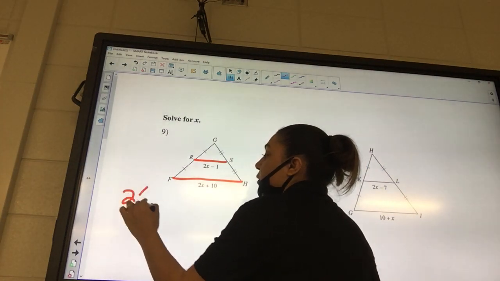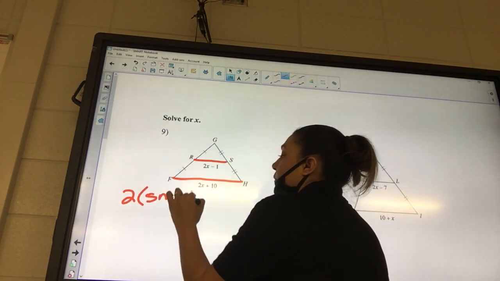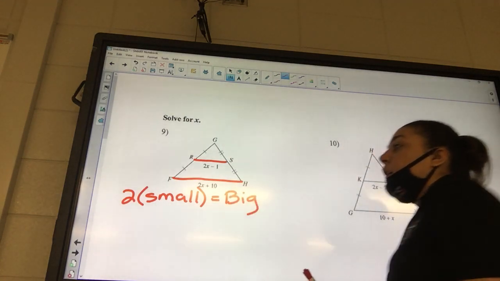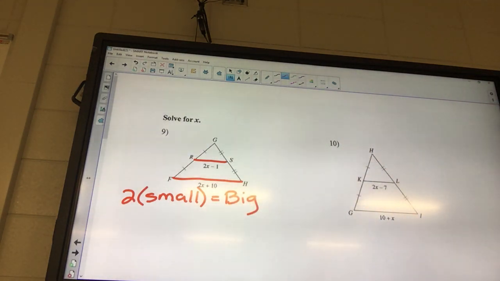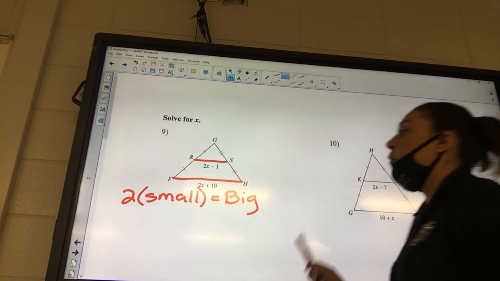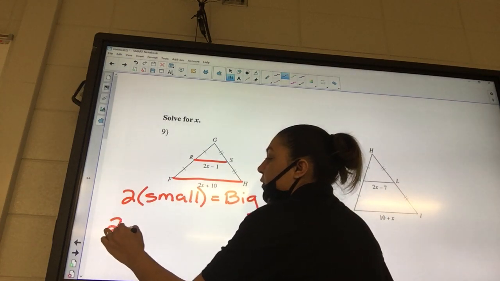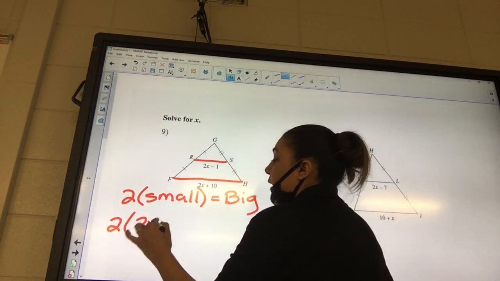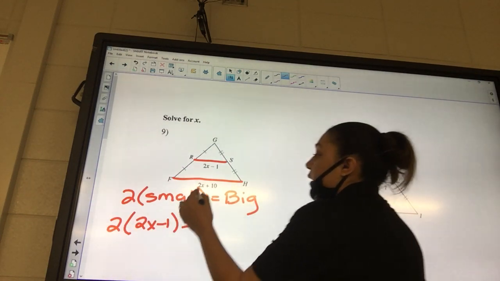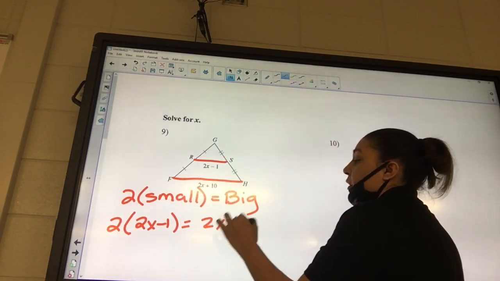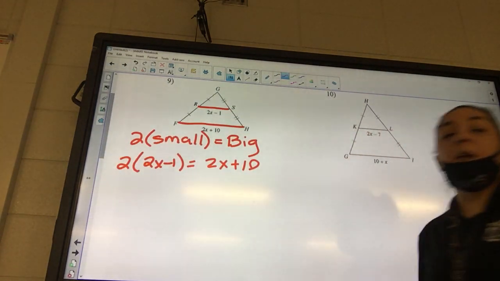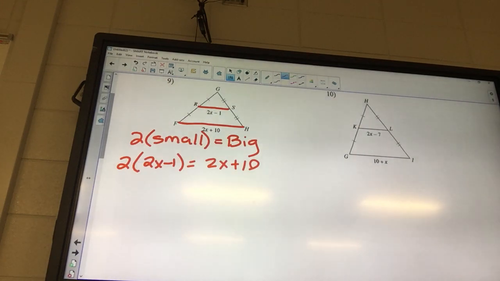So it's always going to be 2 times the small equals the big. And then if you don't know what the small one would be, the big one divided by 2 equals the small, right? Yep, so on this one, our small one is 2x minus 1. So it's going to be 2 times the small, so 2 parentheses, 2x minus 1, equals, and our big one is 2x plus 10. Okay, and so that's our setup, and so it's just a matter of solving for x.